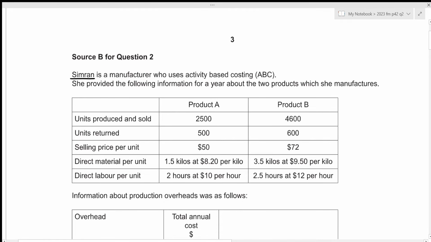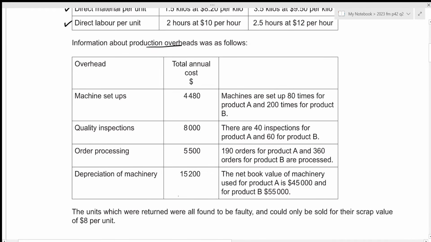Simran is a manufacturer who uses activity-based costing, ABC, and she provided the following information for a year about the 2 products which she manufactures. So we have product A and product B, and we are given the information regarding units produced and sold, units returned, selling price per unit, direct material per unit, and direct labor per unit. We're also given information regarding production overheads. So we have 4 different overheads: machine setups, quality inspections, order processing, and depreciation of machinery. And we are given the basis of apportionment right here.